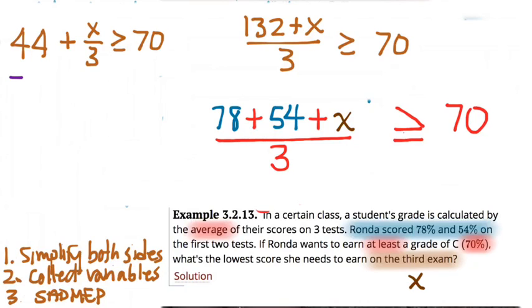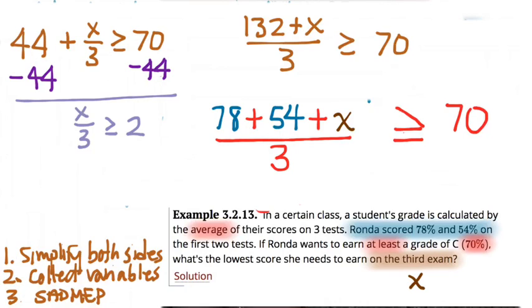Subtracting 44. Great. We want to do all the addition and subtraction that we can first, and here that means subtracting 44 from both sides. That gives me x over 3 on the left-hand side, and 70 minus 44, which is 26, on the right-hand side. Now all of my addition and subtraction is done.